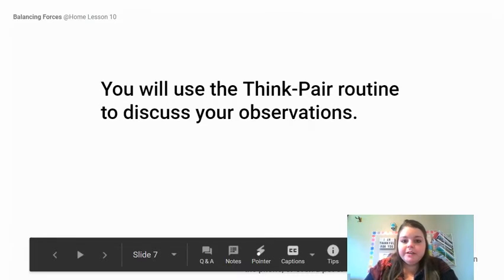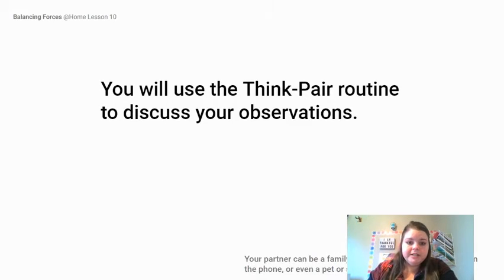Okay, so we are going to use a think, pair, share routine to discuss our observations from using what we learned from the book and thinking about some new ideas. Remember, for the think, pair, share routine, you can use a family member to be your partner, you can use a friend or somebody else that's at your house, you can even use a pet if you need to. But the purpose is to think about your ideas first and then share them out loud with somebody.